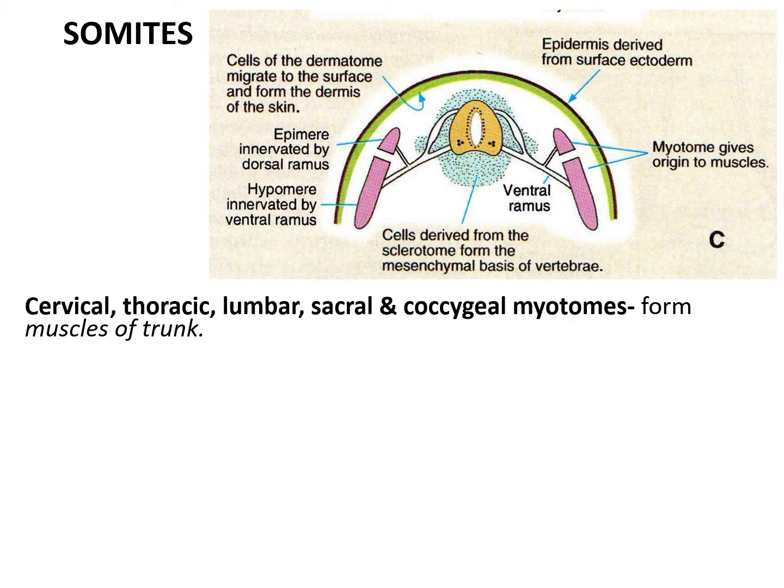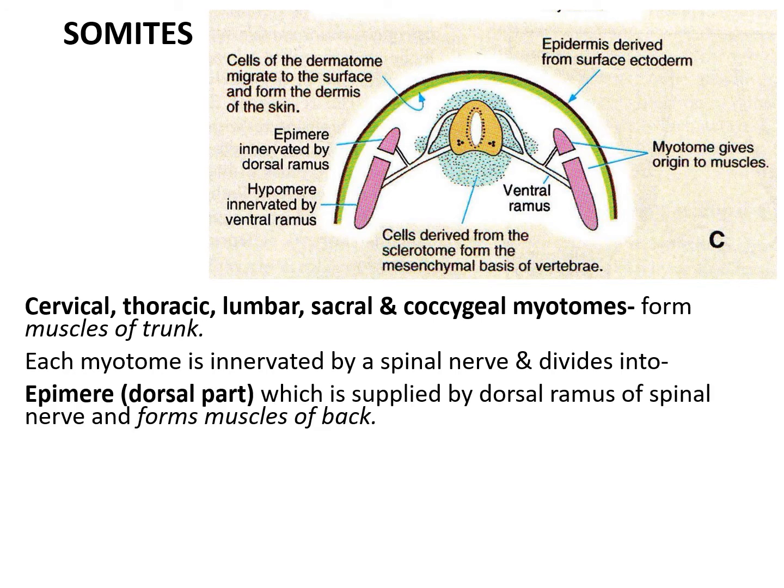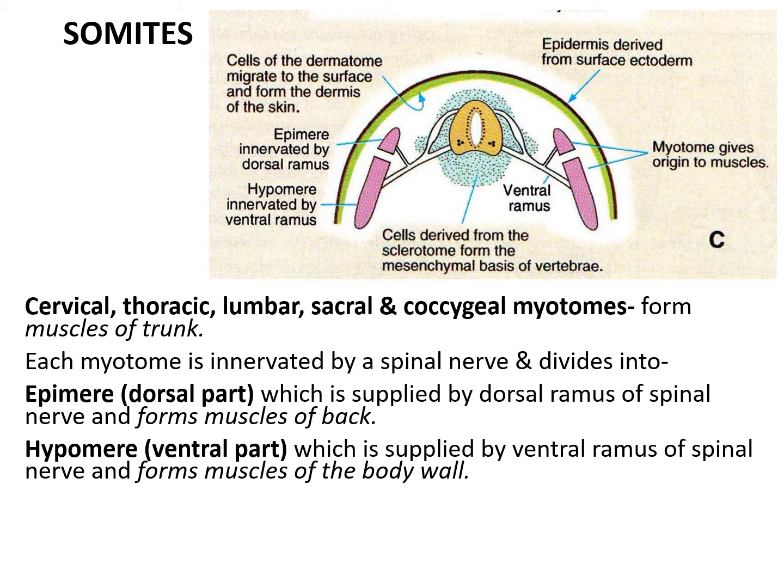The myotomes present in the cervical, thoracic, lumbar, sacral, and coccygeal regions form the muscles of the trunk. Each myotome is innervated by a spinal nerve and further divides into two parts. The dorsal part of the myotome is called the epimere. It is supplied by the dorsal ramus of the spinal nerve and forms the muscles of the back. The ventral part is called the hypomere and is supplied by the ventral ramus of the spinal nerve and forms muscles of the body wall.